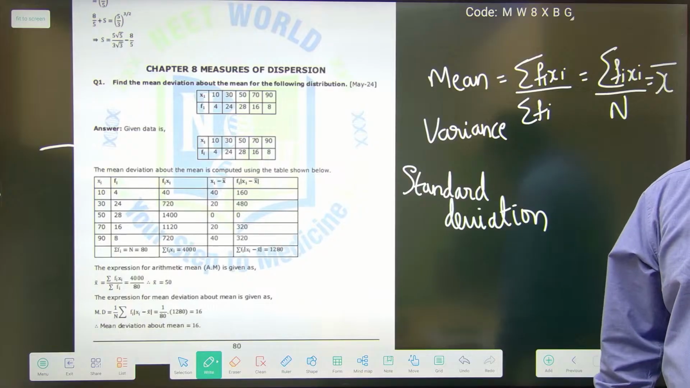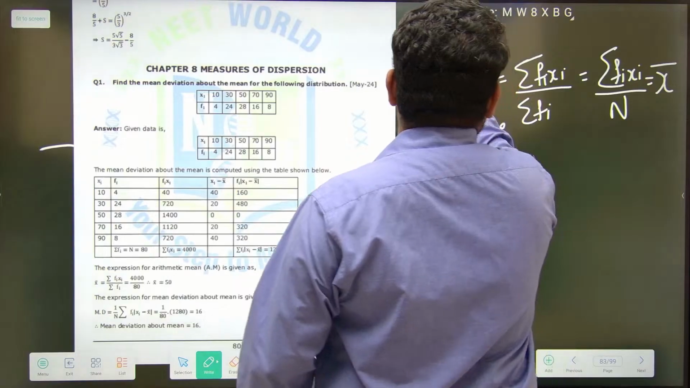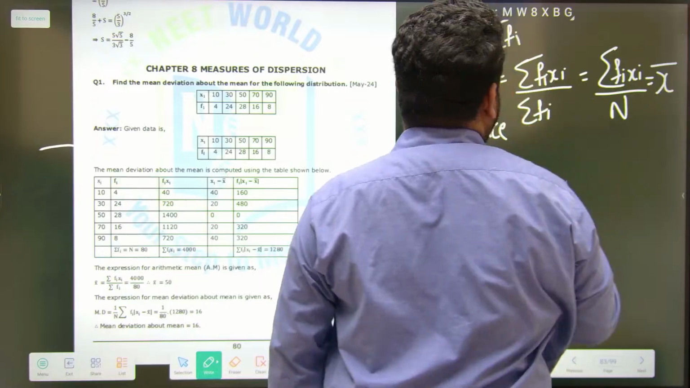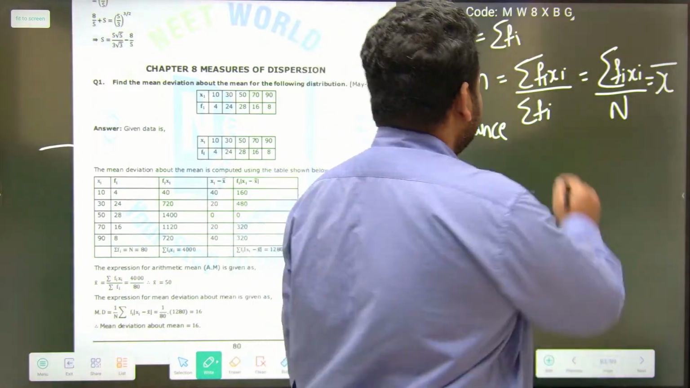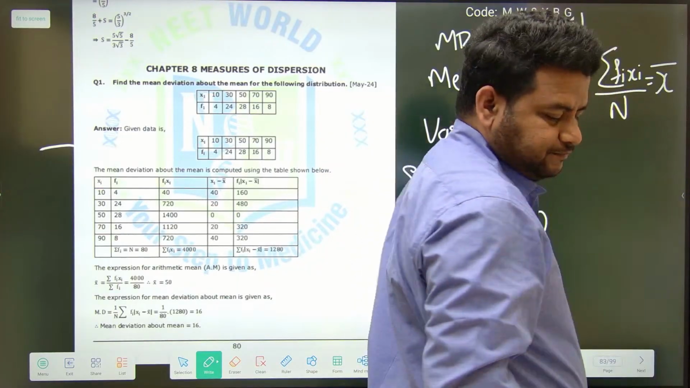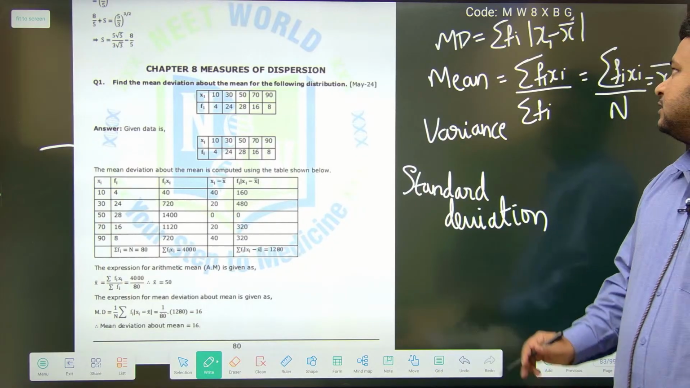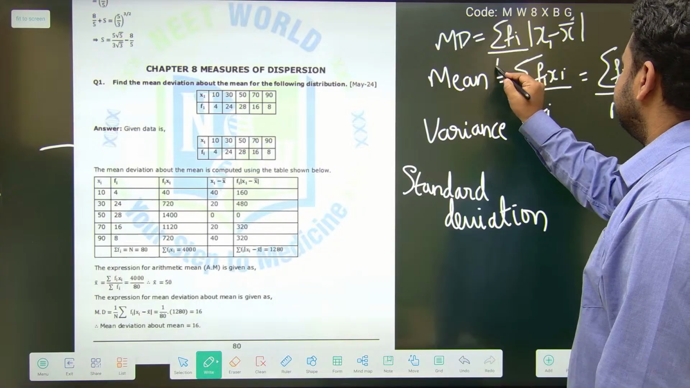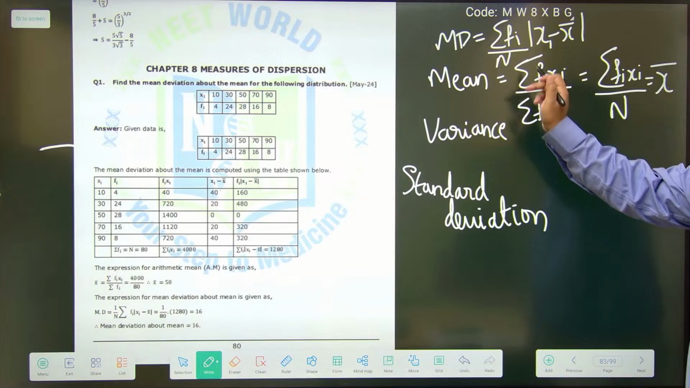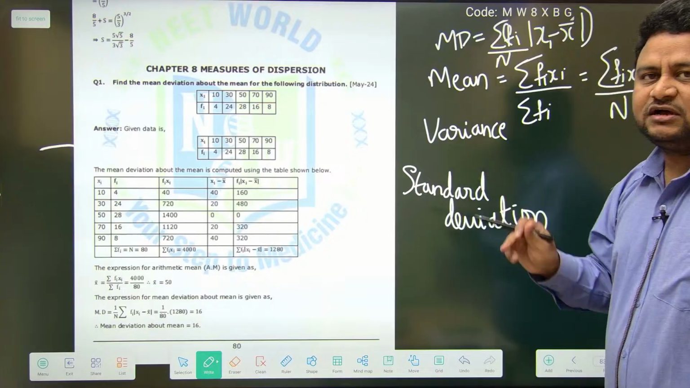Another thing is, if you want to know mean deviation, if I write MD, mean deviation is given by summation of f of i into modulus of xi minus x bar. This entire thing should be divided by n. N is nothing but summation of fi. This summation is for this entire thing. This is the formula for mean deviation.